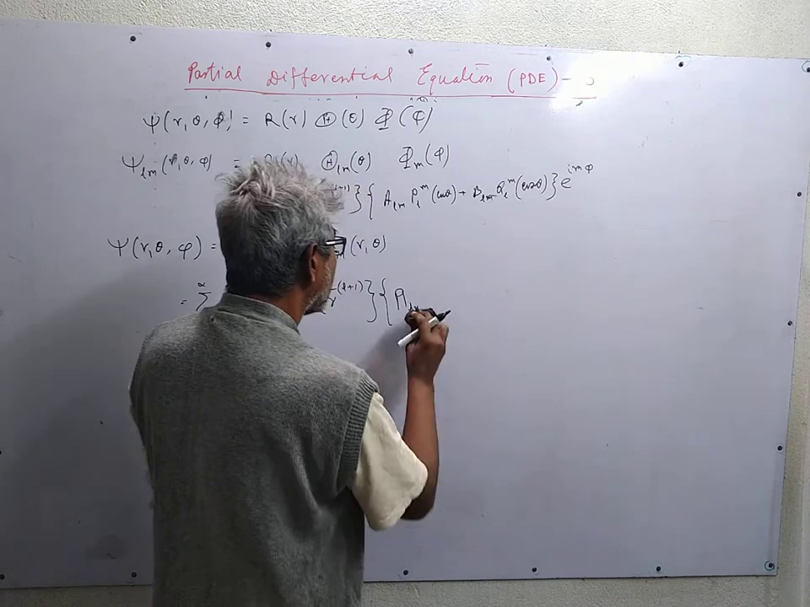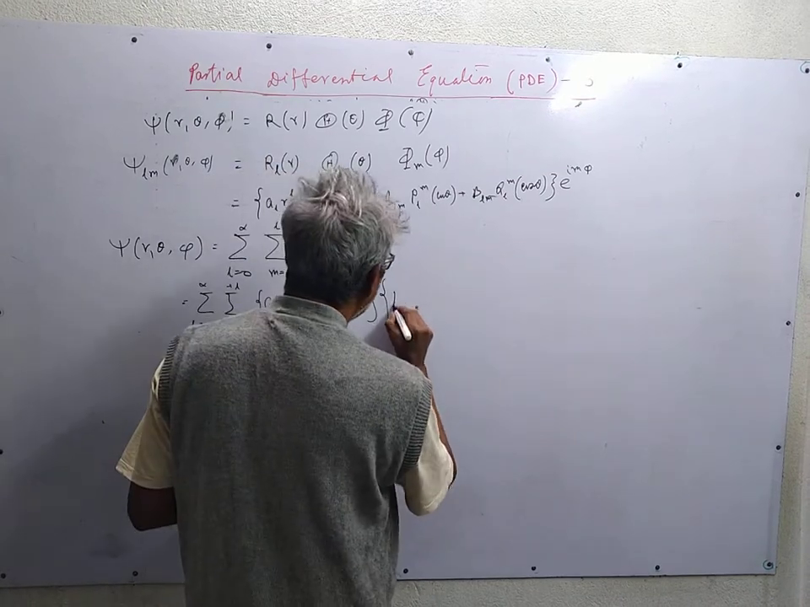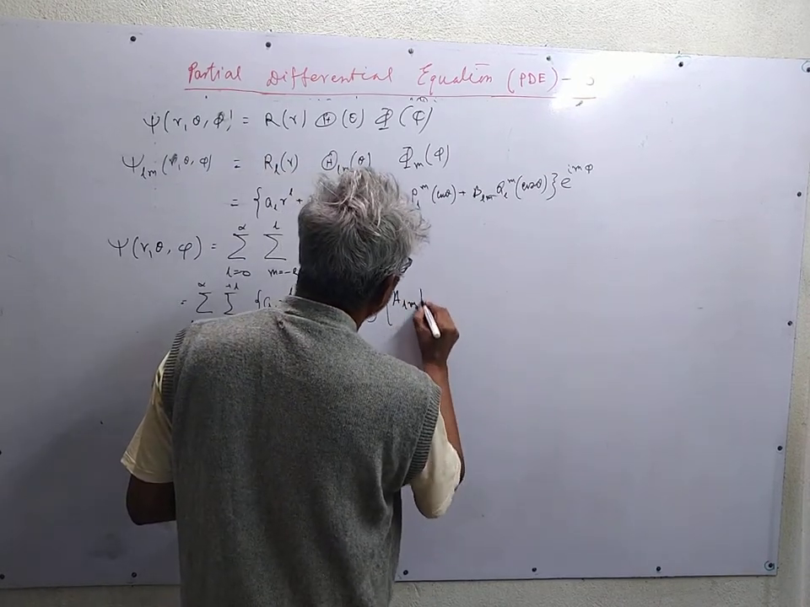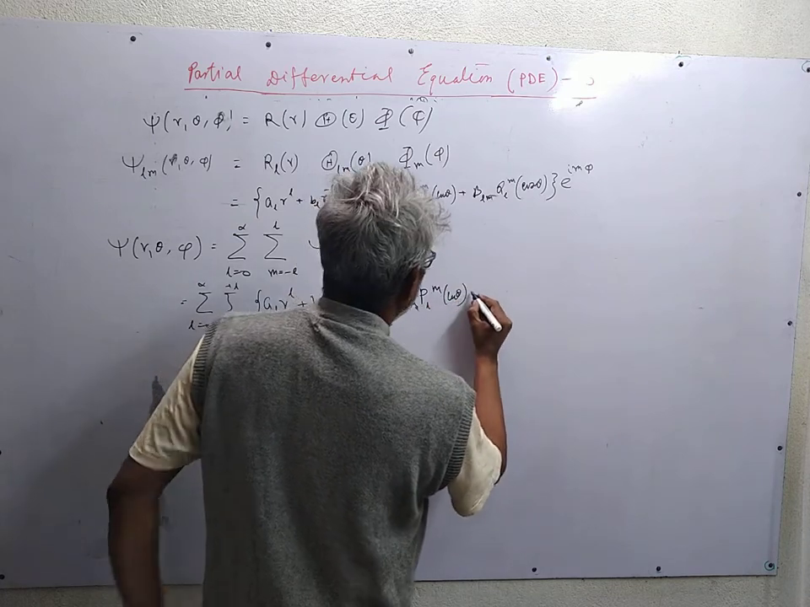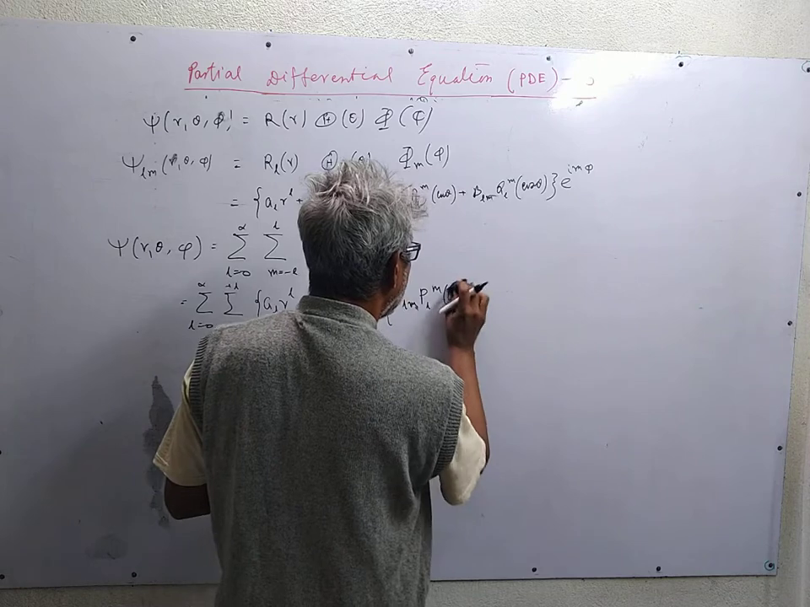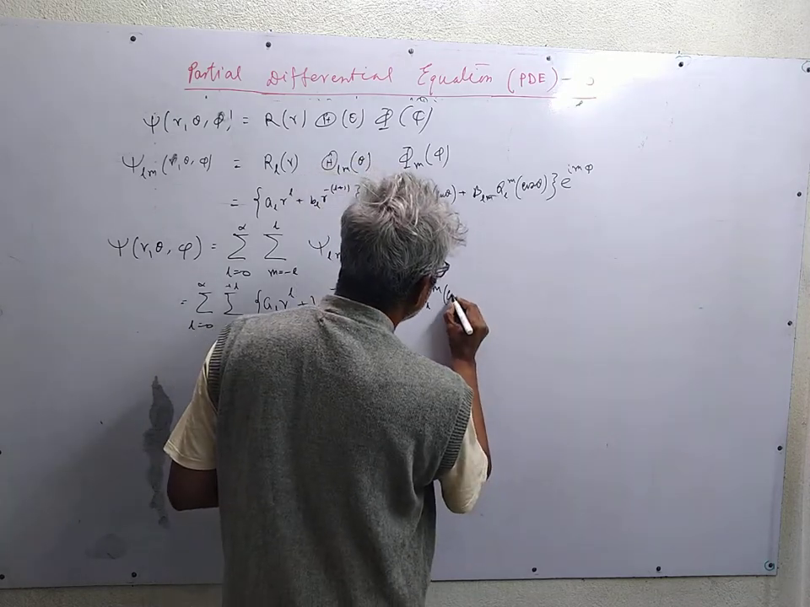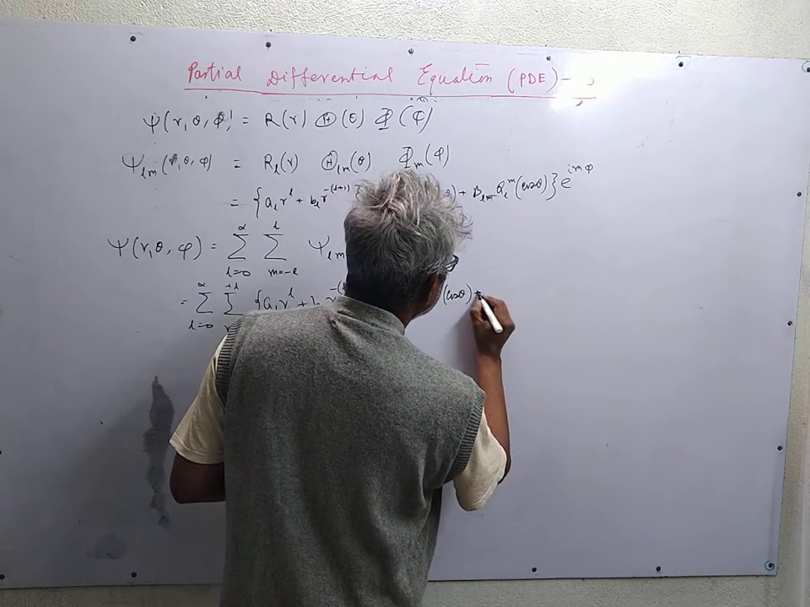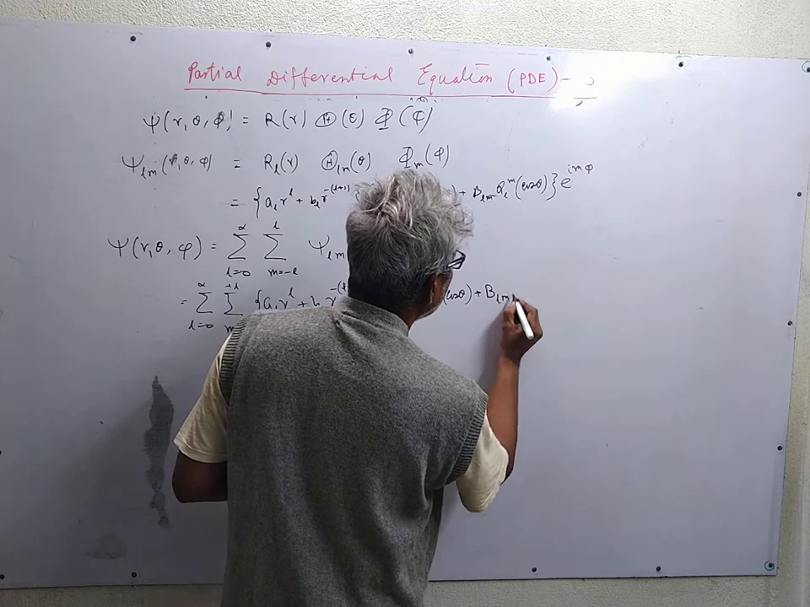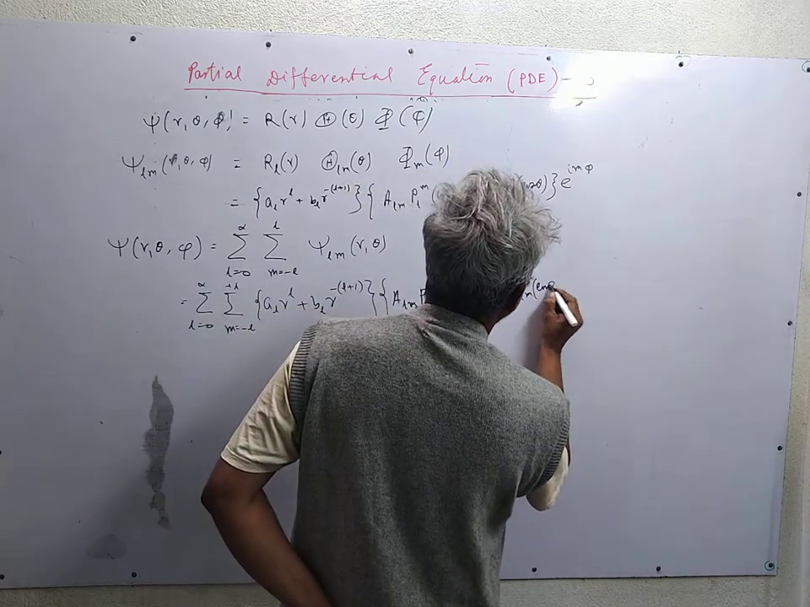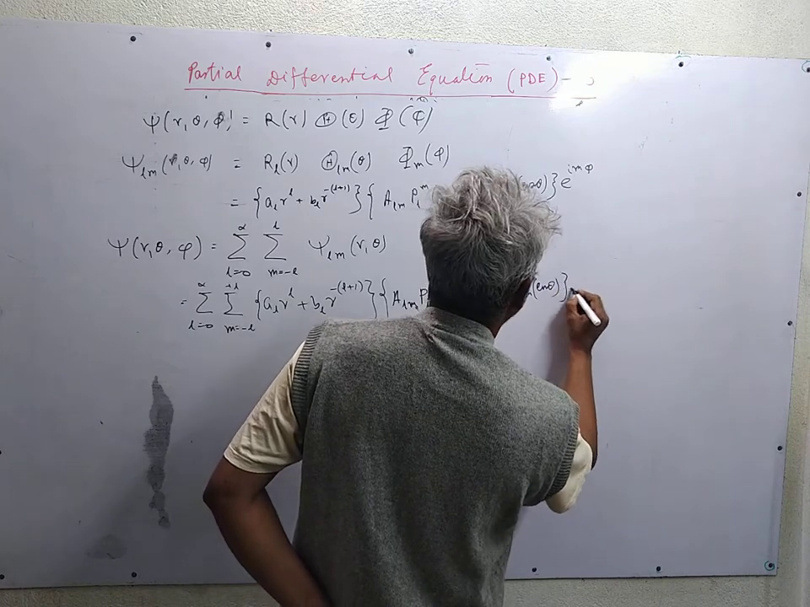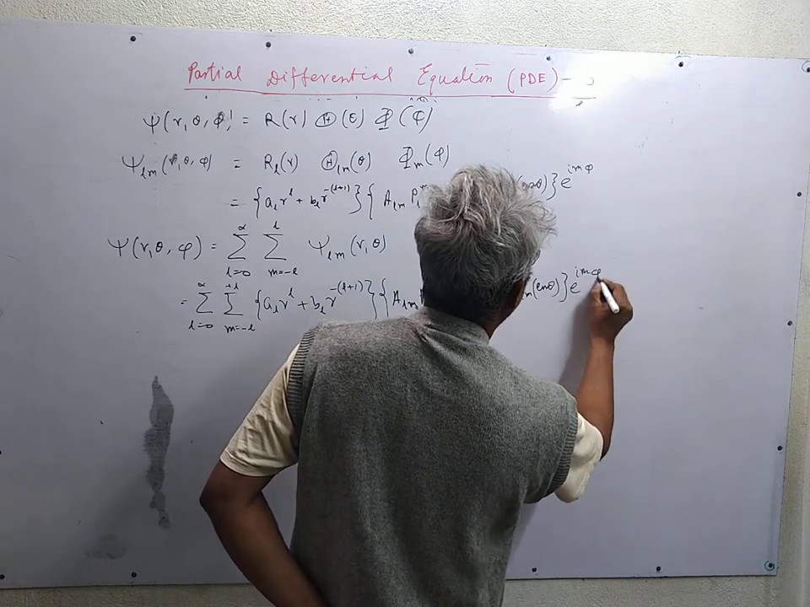ALM, PLM cos theta, PLM of cos theta, BLM, QLM of cos theta to the power Im phi.